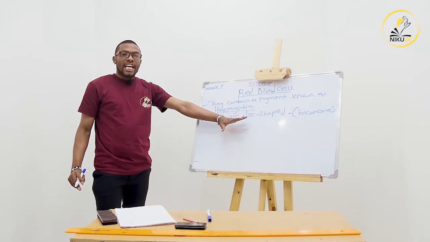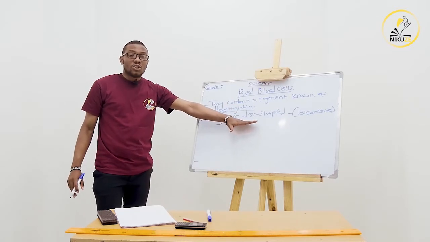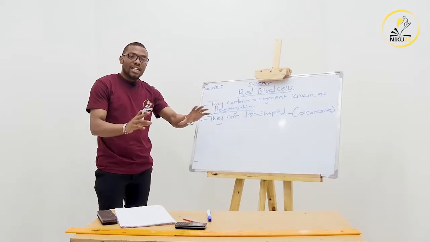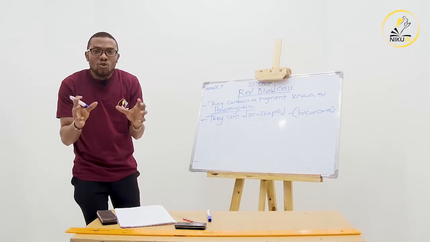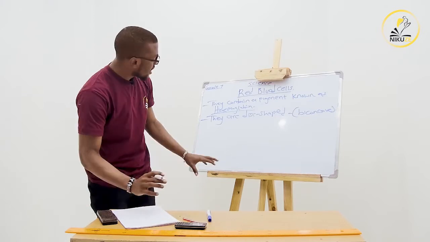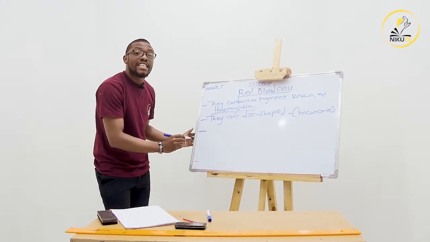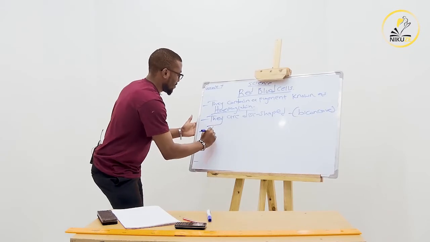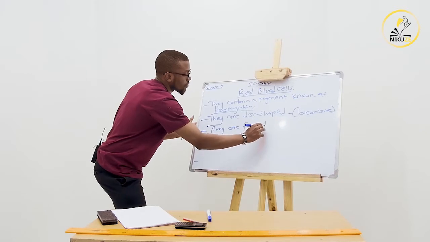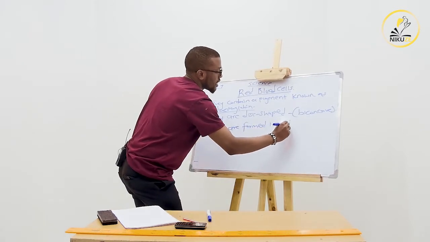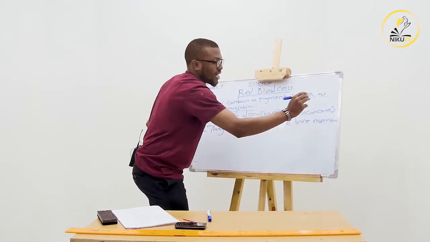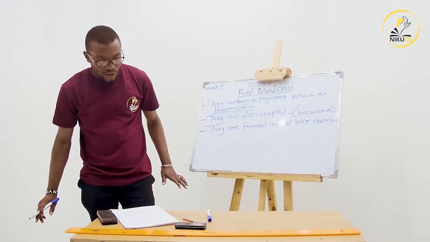Biconcave. This shape helps in transportation of oxygen. Very, very important. Hemoglobin gives the color, but the shape that it has allows room for transportation of oxygen. Now, another important thing you should note, they are formed in red bone marrow. Very, very important.